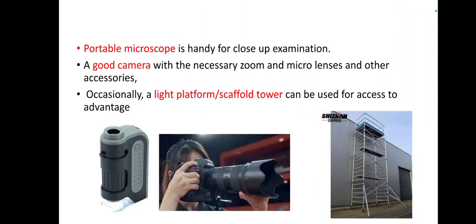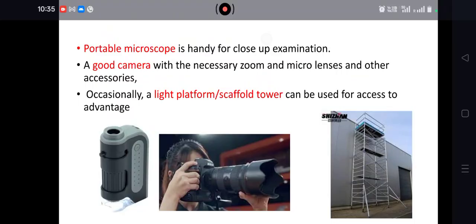And the next one is a good quality camera, because the camera is very important. Wherever you find a distance, if you take a photo, we can have a visual inspection. When we go back to the office, we can look at it once again and identify the problem. And sometimes a temporary ladder or scaffolding can also be used for that.